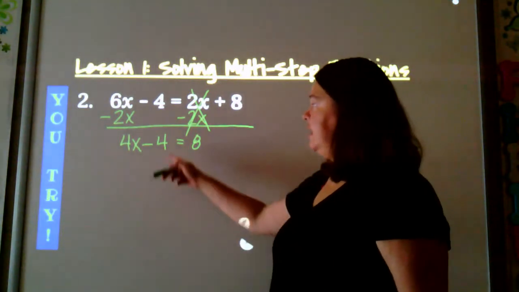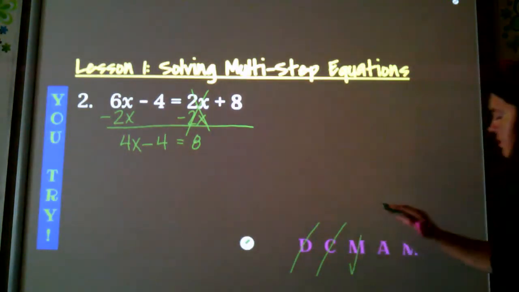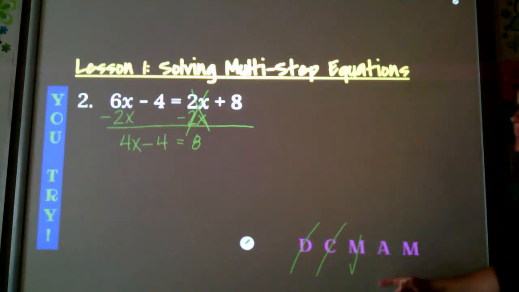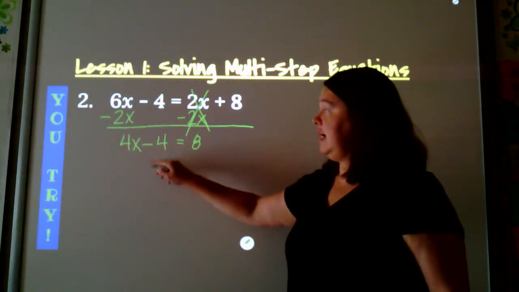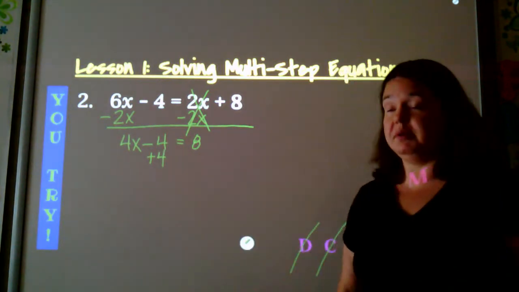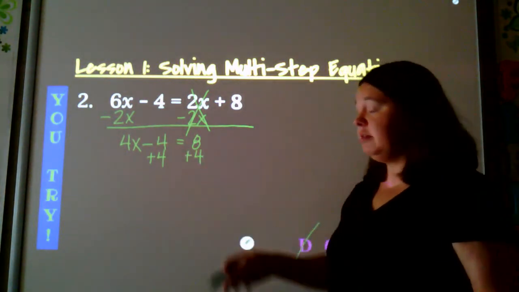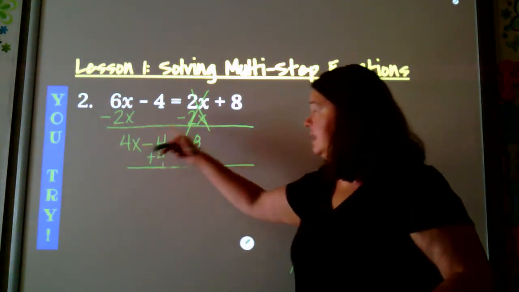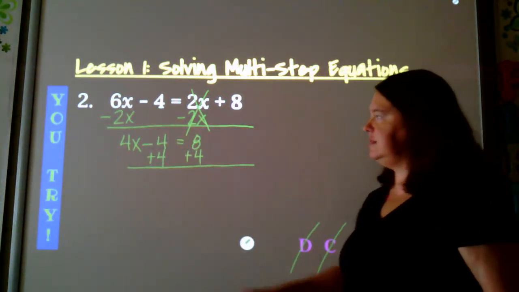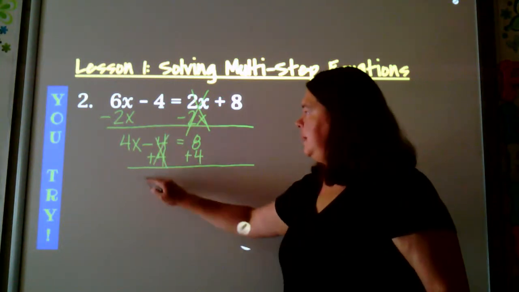Okay, so I did move my variable. Now I'm going to add or subtract. I have a 4 that needs to be moved, a negative 4 actually. I'm going to do the opposite of minus 4. I'm going to add 4 to both sides. And remember, you've got to keep this balanced. If you only do something on one side of the equal sign and not to the other, it's not going to stay balanced. So there's my 0 pair.